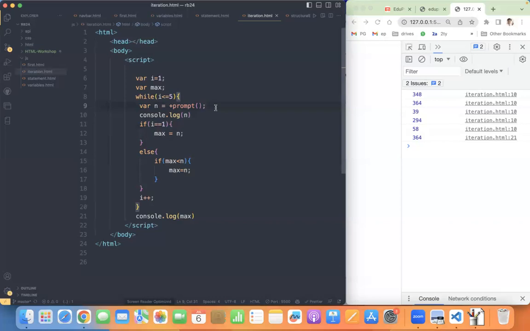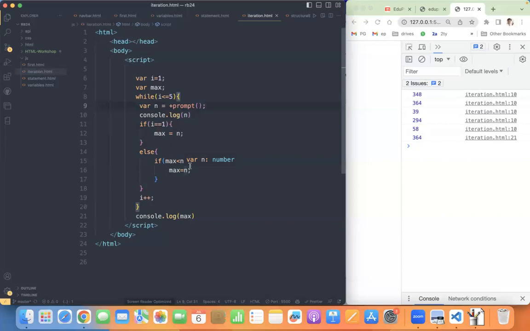When I is becoming 2, the second time, again I read one more value, and I checked whether it is more or less than the previous one. If the previous value is less, that means the value I took now is more, so I store it in max.